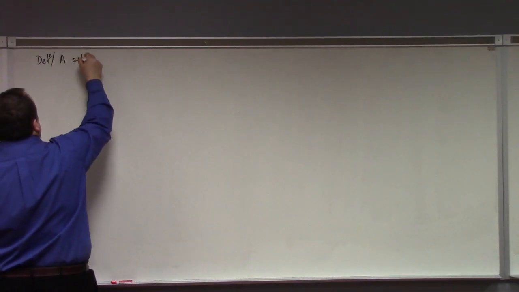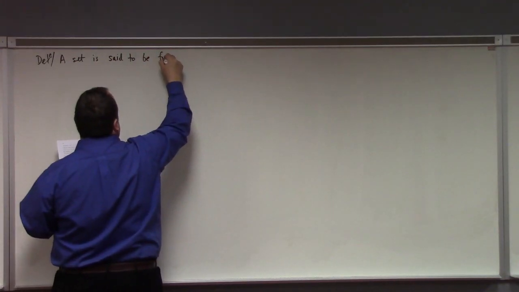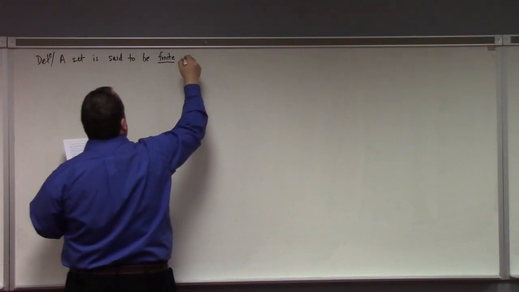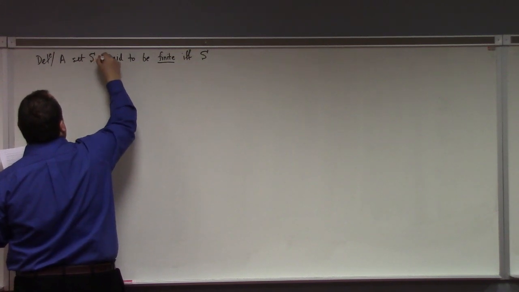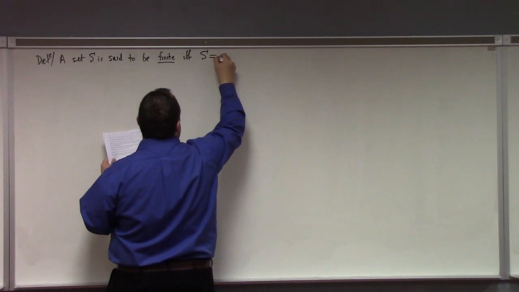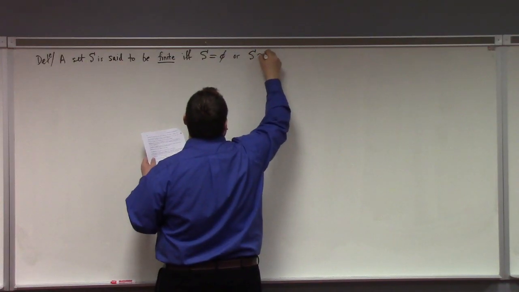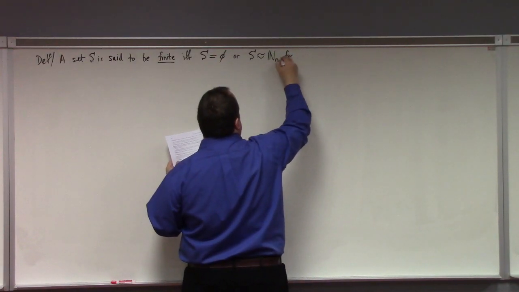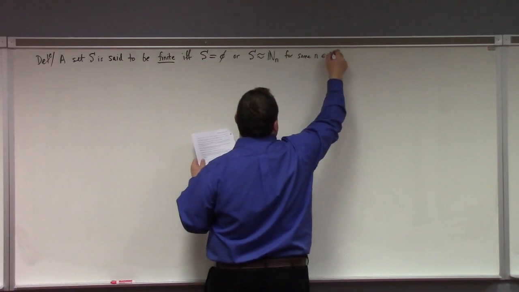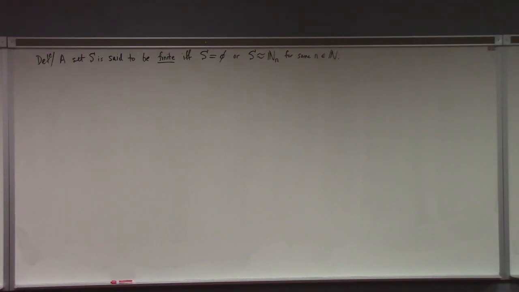A set is said to be finite, all right, if and only if S, I should probably say a set S, if and only if S is empty, or S is equivalent to n sub k for some, I'm tired of my k, if you don't mind, I'm going to use n sub n for some n in the natural numbers, right? So a set is said to be finite if and only if it is in one-to-one correspondence with the empty set or with n sub n for some n in the natural numbers.